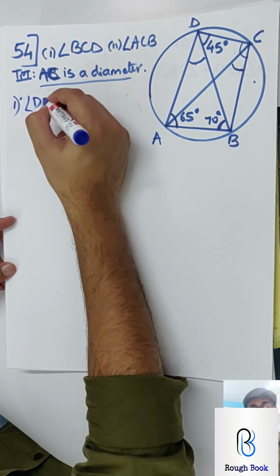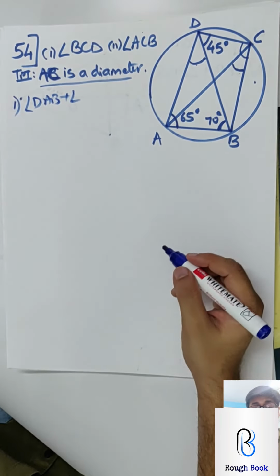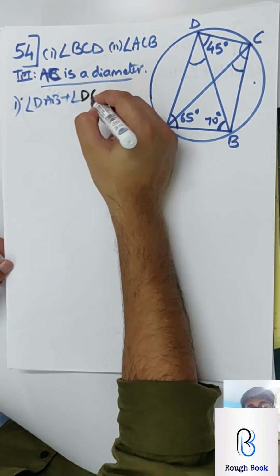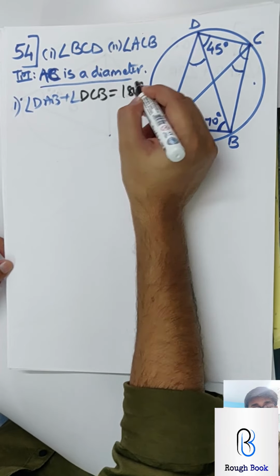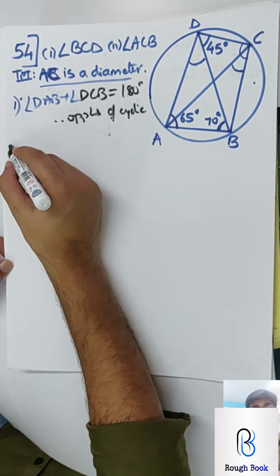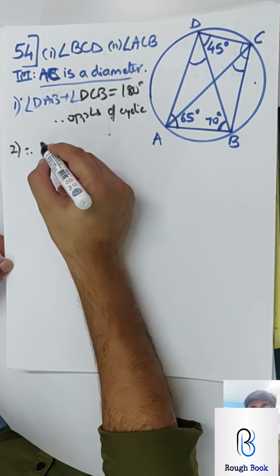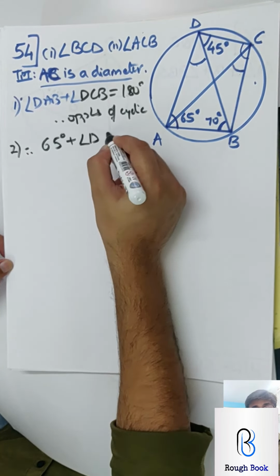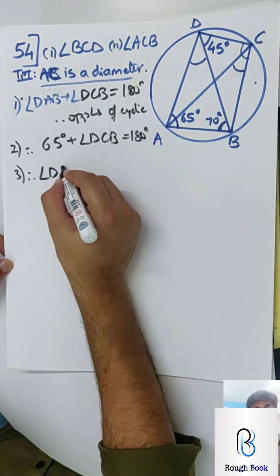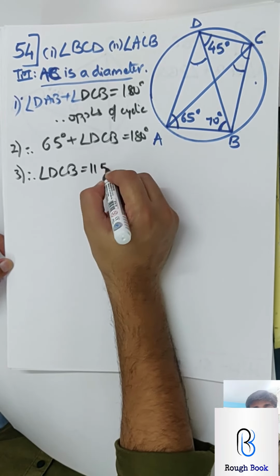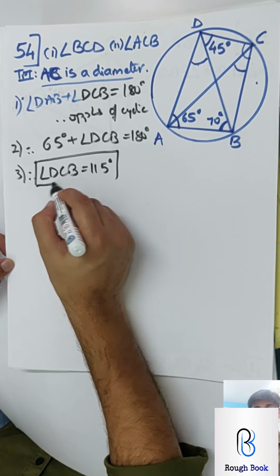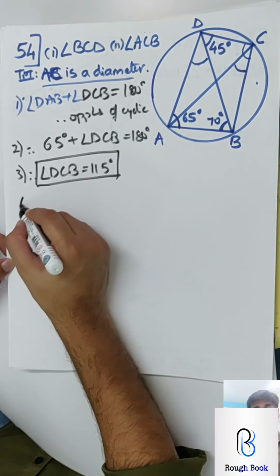So number one, angle DAB plus DCB is equal to 180. Opposite angles of a cyclic quadrilateral are supplementary. So please write it completely. Now DAB is 65, plus DCB is 180. So this gives me the angle DCB, which is going to be 115. Correct? 65, 70, 80. Perfect. So we got the first one, DCB. Yeah, or BDC, one and the same.